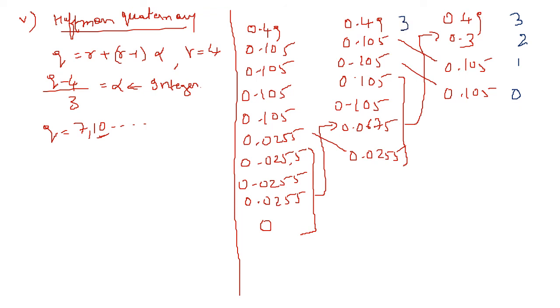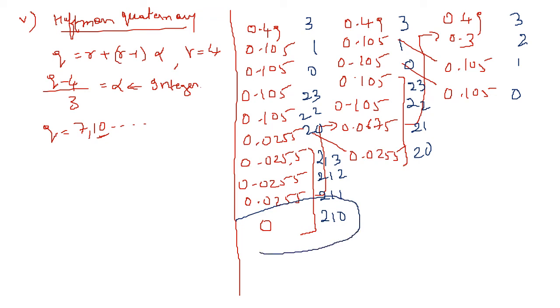So 3 will be as it is, then 1 as it is, 0 as it is, and 2 has to be split now. So 2 and 3, then 2 and 2, 2 and 1, 2 and 0. Again we'll write this code as 3, 1, 0, 2 3, 2 2, 2 0. And now we are going to split 2 1. So 2 1 3, 2 1 2, 2 1 1, 2 1 0. For any other calculation, when you are doing the entropy and finding the average length, this last symbol value is discarded in the calculation.